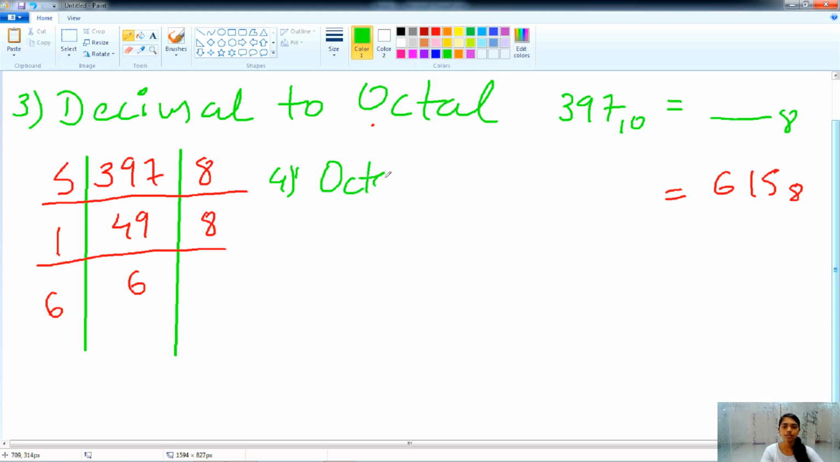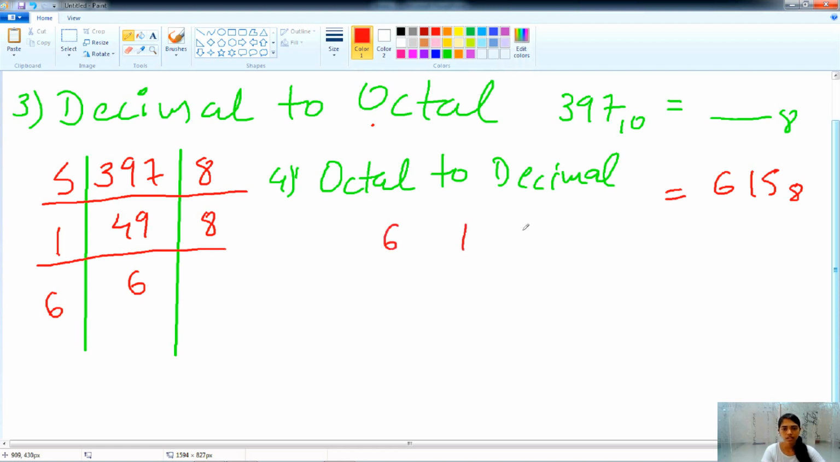octal to decimal conversion. Octal to decimal. For that, in the previous conversion we got 615 as an octal number. Now we will convert it into a decimal number. So we will check if we are getting 397 as a decimal number or not. For that, it's a very easy process that we have learned earlier.